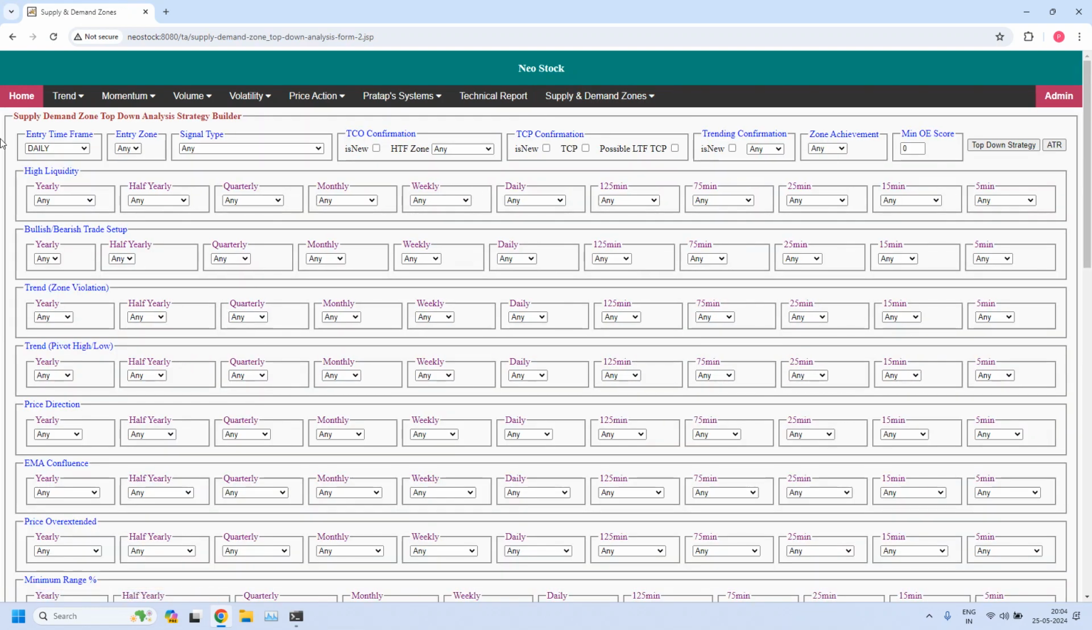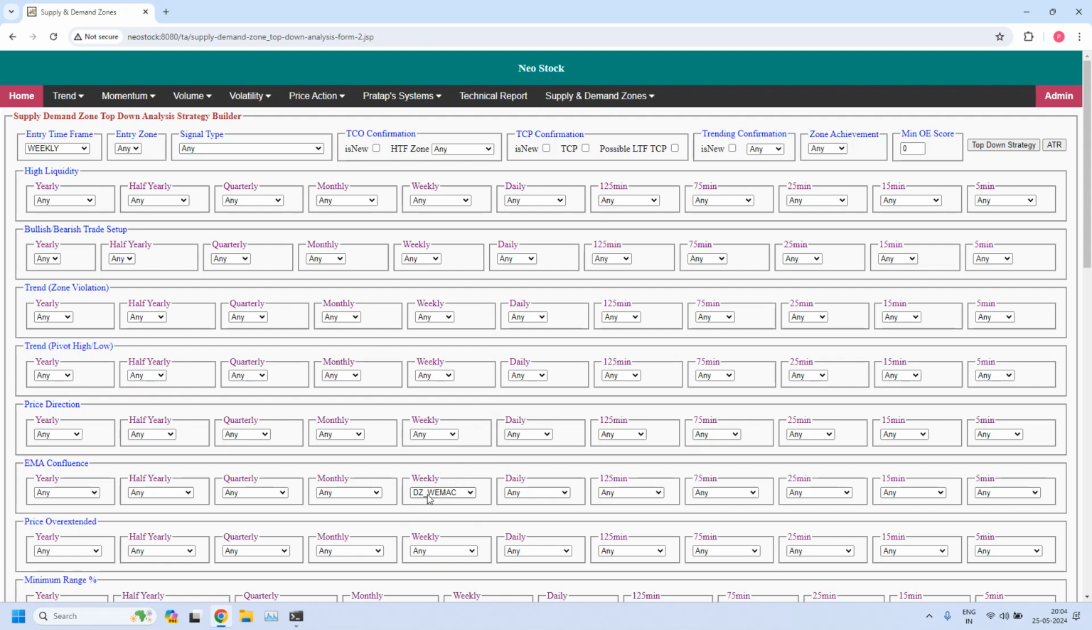This is useful for many people who are looking for high probability setups. I am selecting the entry time frame as weekly, and for EMA confluence we can generate 2 reports. The first report is weekly demand zones having weekly EMA confluence. So in the weekly time frame, I am selecting demand zone having a weekly EMA confluence. WEMAC means weekly EMA confluence.